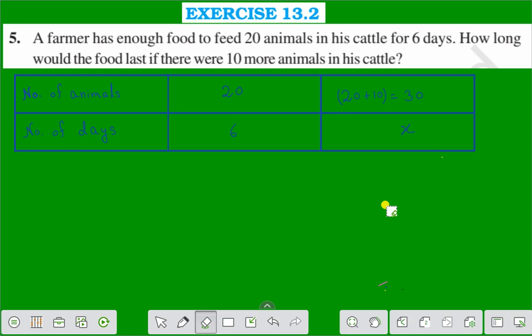A farmer has enough food to feed 20 animals in his cattle for 6 days. How long would the food last if there were 10 more animals in his cattle? Here, let us solve. Here, given.